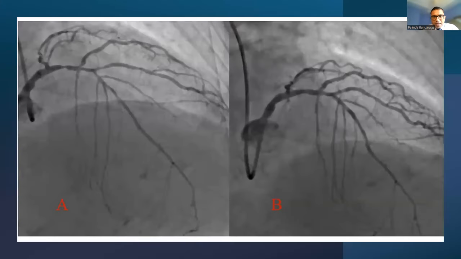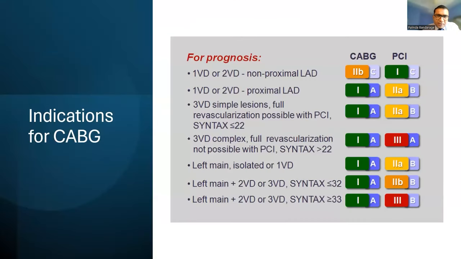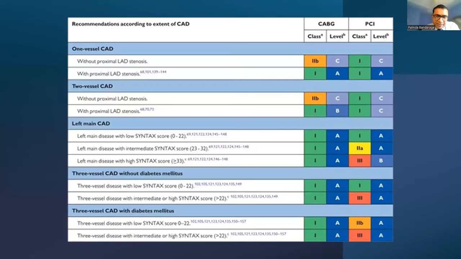So in the heart team discussion, you would have wondered, there's the stenting option and then there's the bypass option. So what is ideal for the patient? Usually in the heart team discussion, we follow the guidelines from the European Society of Cardiology and the European Association of Cardiothoracic Surgeons, and the American guidelines, the AHA guidelines of the American Heart Association, go parallel to this. So there are set guidelines coming from a wide range of studies.